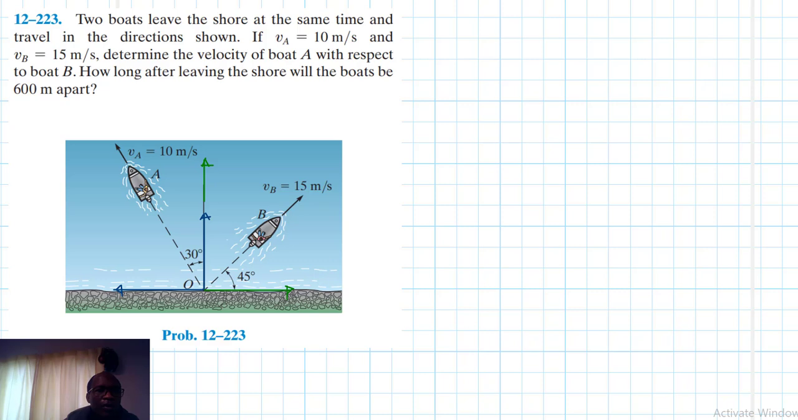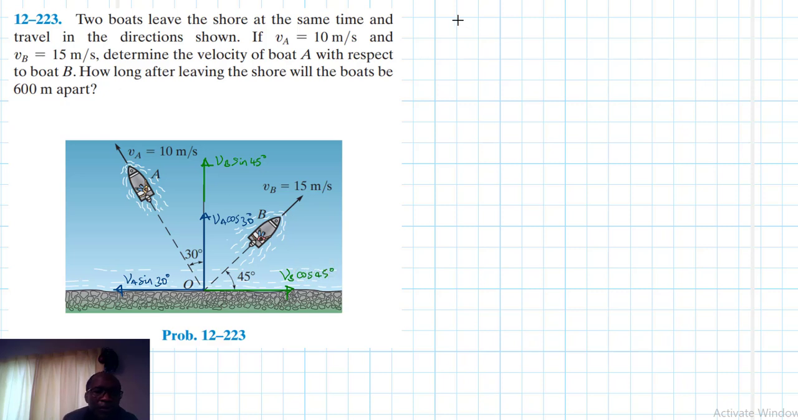Alright, so let's write them down. So this one is VA cos 30, and this one is VA sin 30. Alright, this one is VB sin 45, and this one is VB cos 45.